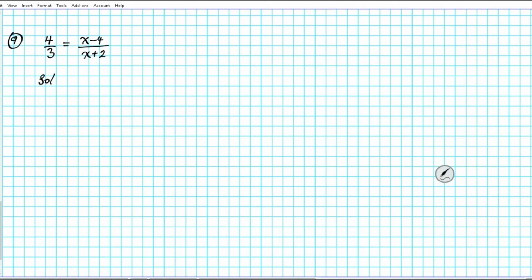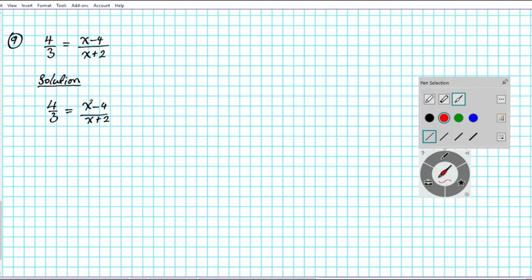Alrighty, so to do this, we are going to use the star method again to get rid of the denominators, and then proceed to solve the resulting linear equation. Okay. Alright, let's do it. Now we're going to multiply.